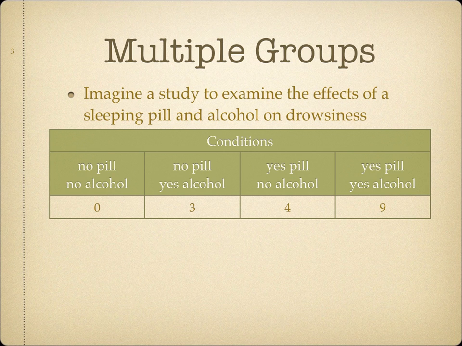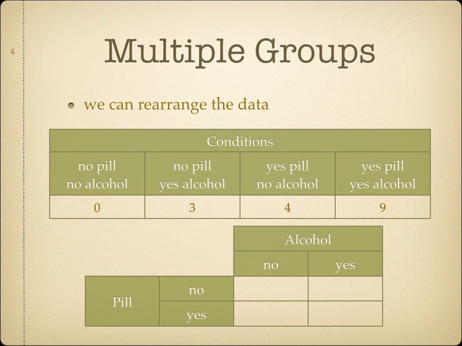Now we can rearrange this data. Once we recognize that this pill and alcohol characteristic is really 2 variables, we can rearrange the data and take advantage of it in our analysis. As you can see, these things neatly fit into the locations, still making sense. The no pill, no alcohol average of 0 goes into the cell connecting no pill and no alcohol. They have the combined condition of being no pill and no alcohol given, and so forth for no pill and yes alcohol, and yes pill and no alcohol, and yes pill and yes alcohol.